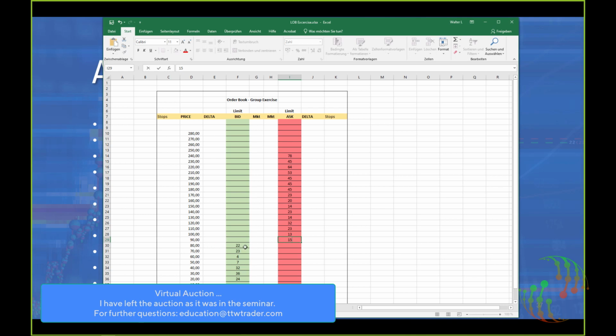Or on this end, who is willing to sell to me contracts for 80? I have 22 contracts to buy. So the first, just a moment, buy at 90. Buy at 90. That means, thank you, 5. If I buy 5 at 90, I've got 10 here.